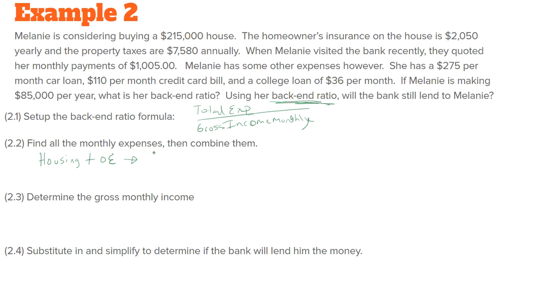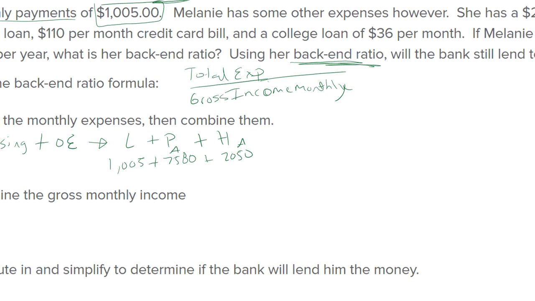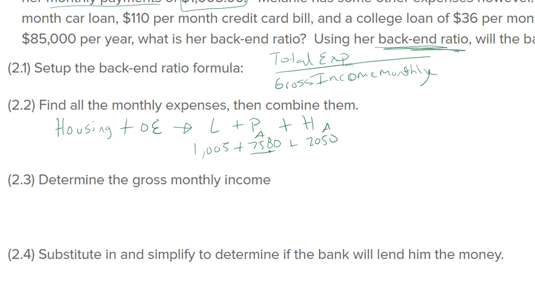So let's start with the housing. The housing is the loan payment plus the property tax plus the homeowner's insurance. So let's start with that. Our loan payment is going to be $1,005 plus a property tax of $75.80 annually, plus a homeowner's insurance of $20.50 annually. So we got to remember that because those are annual, we actually need to divide them by 12. All right, so let's do that.